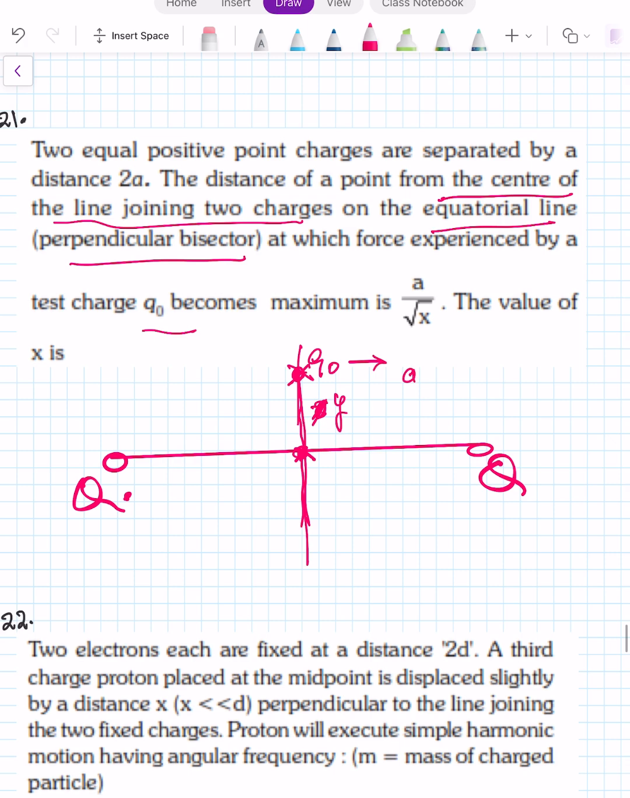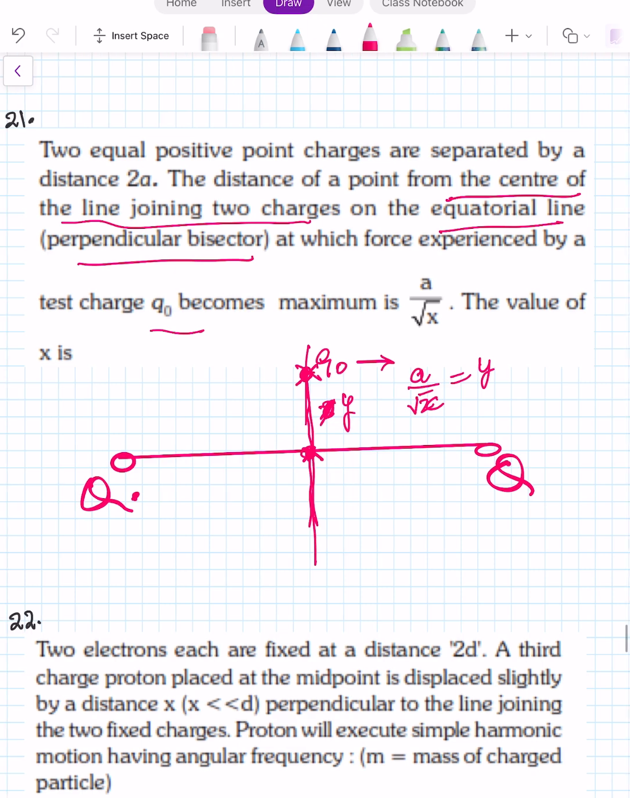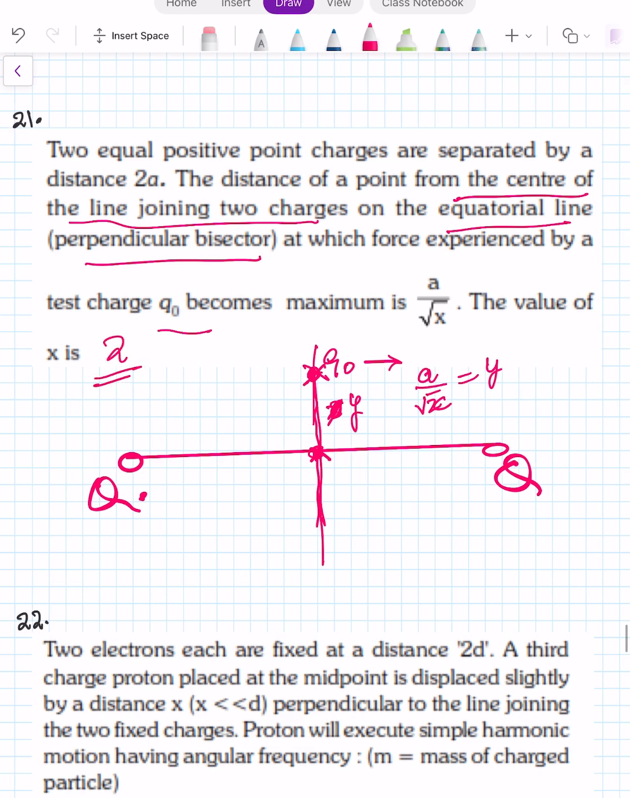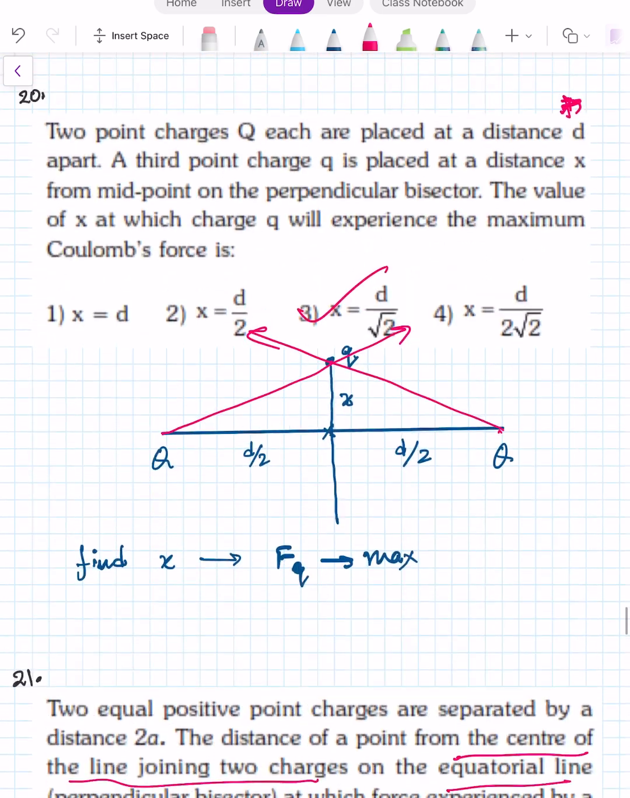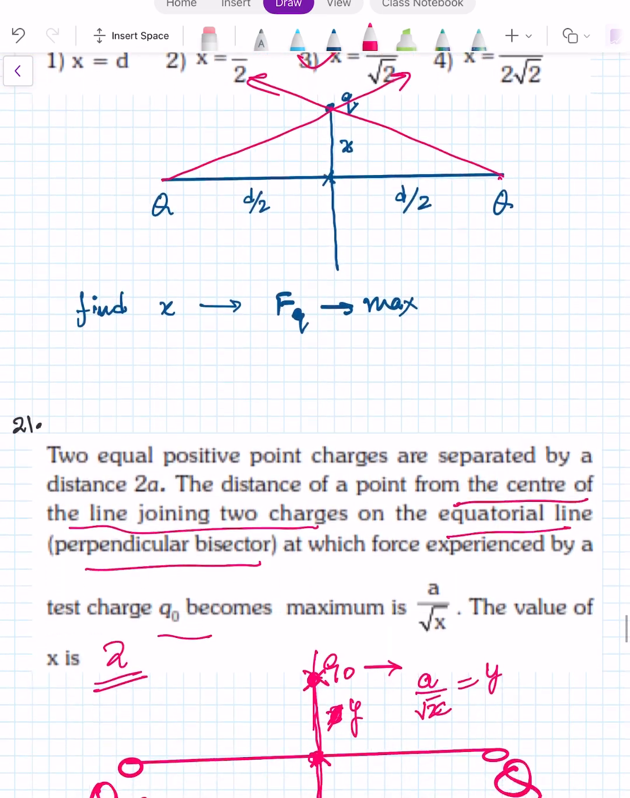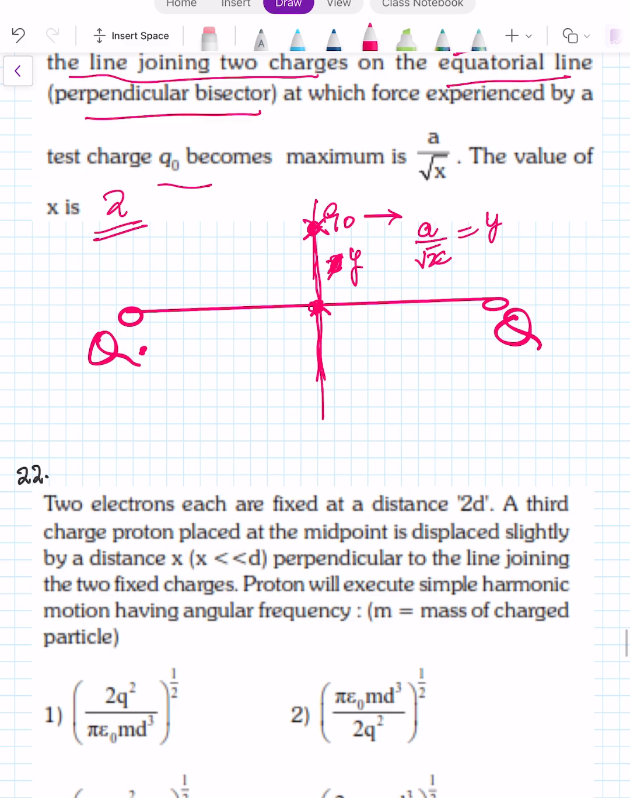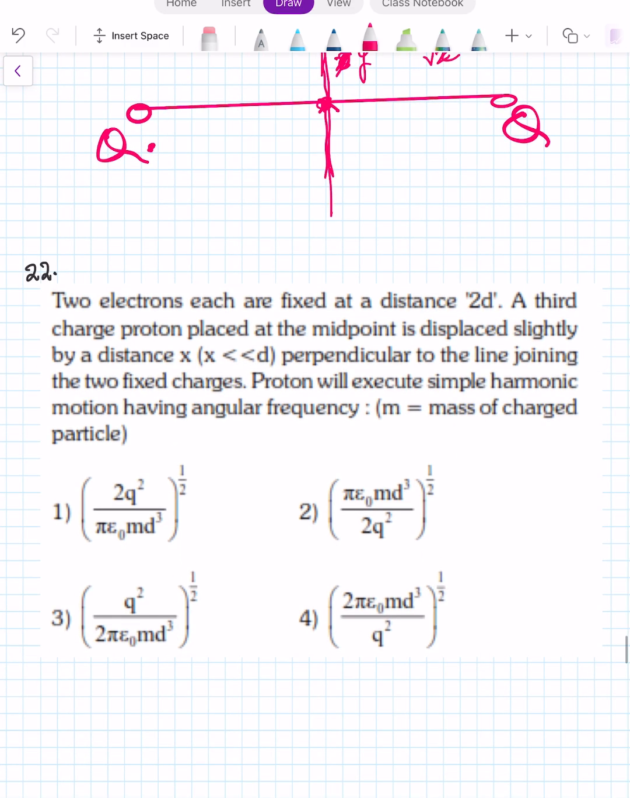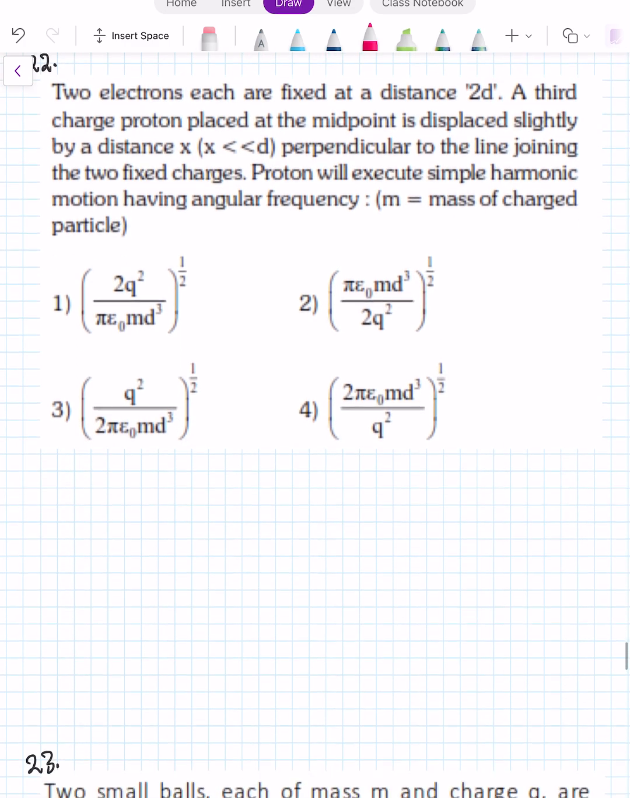Then it is a by root x. Means they are saying y is equal to a by root x. Then you have to find the value of x. Now we already know y is equal to a by root 2. So x is 2. So this is the answer. Now you see two questions were there, very much similar. Not very much, I can say they are exactly same. Now this is also the question from previous year JEE Main only.